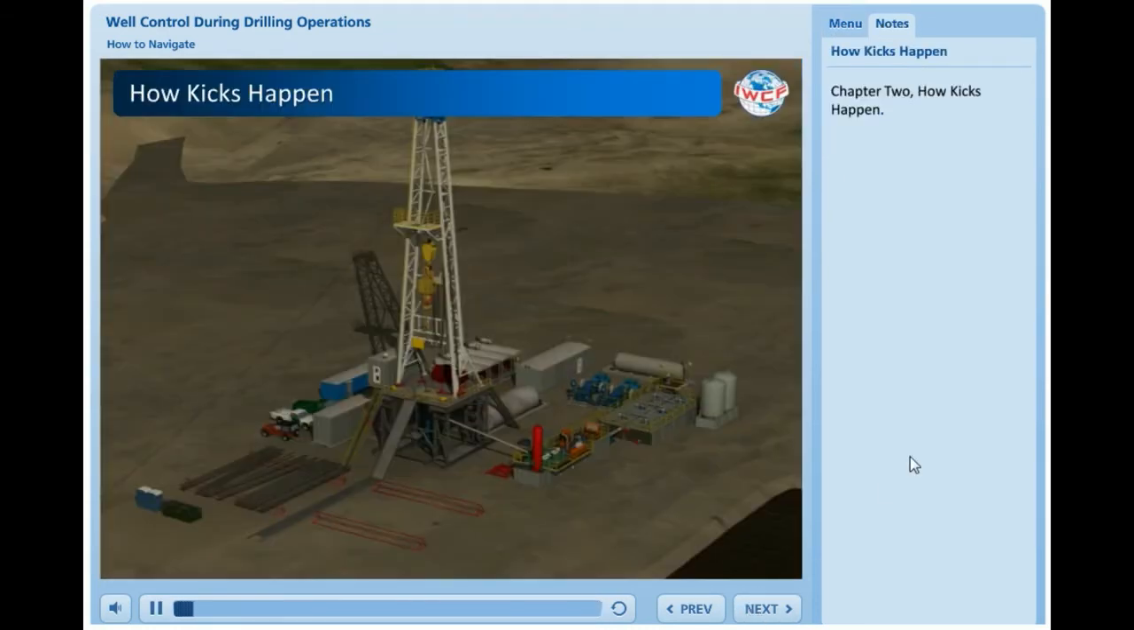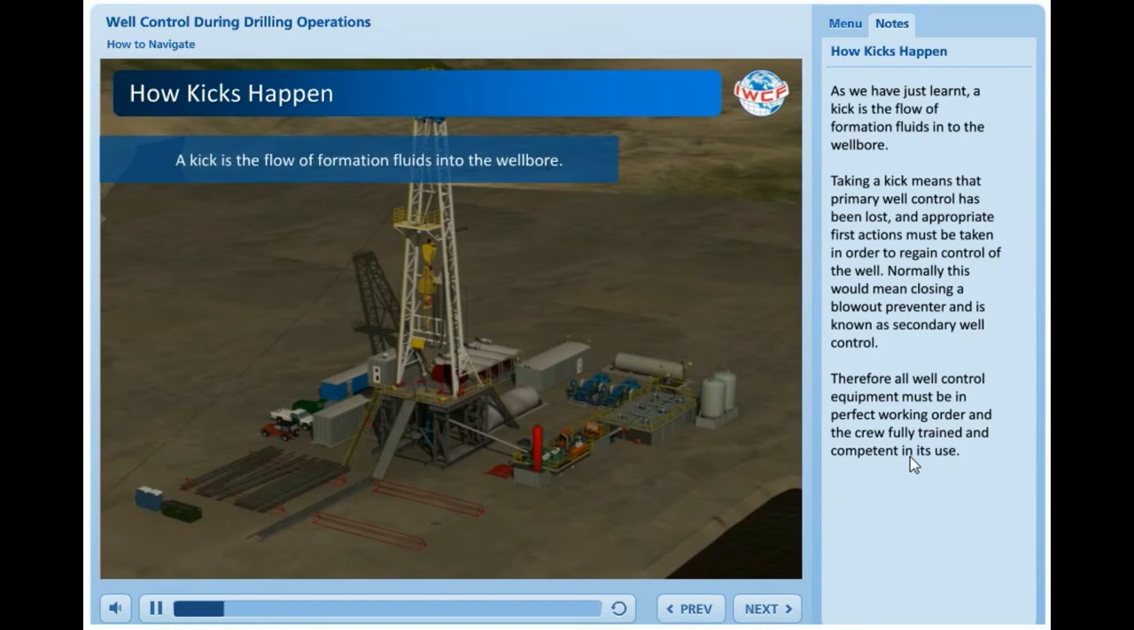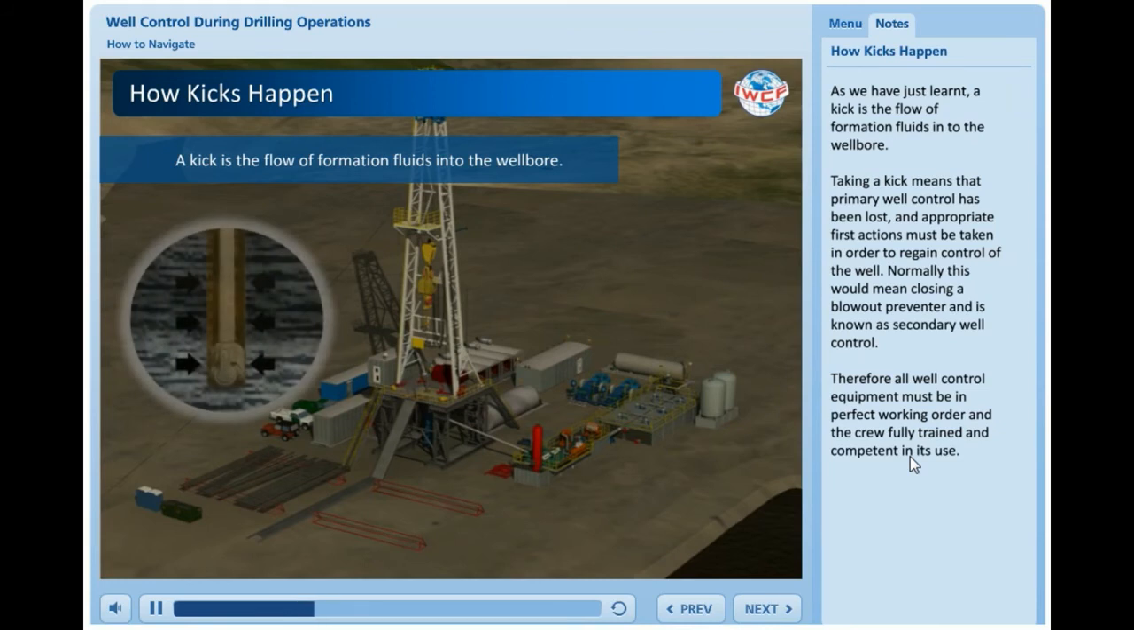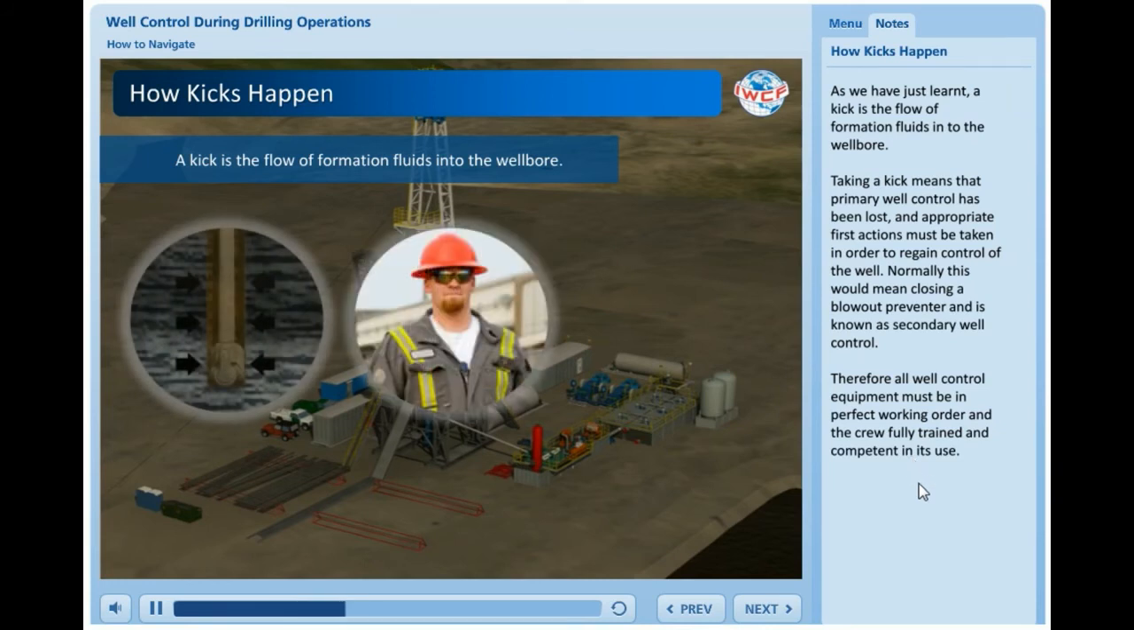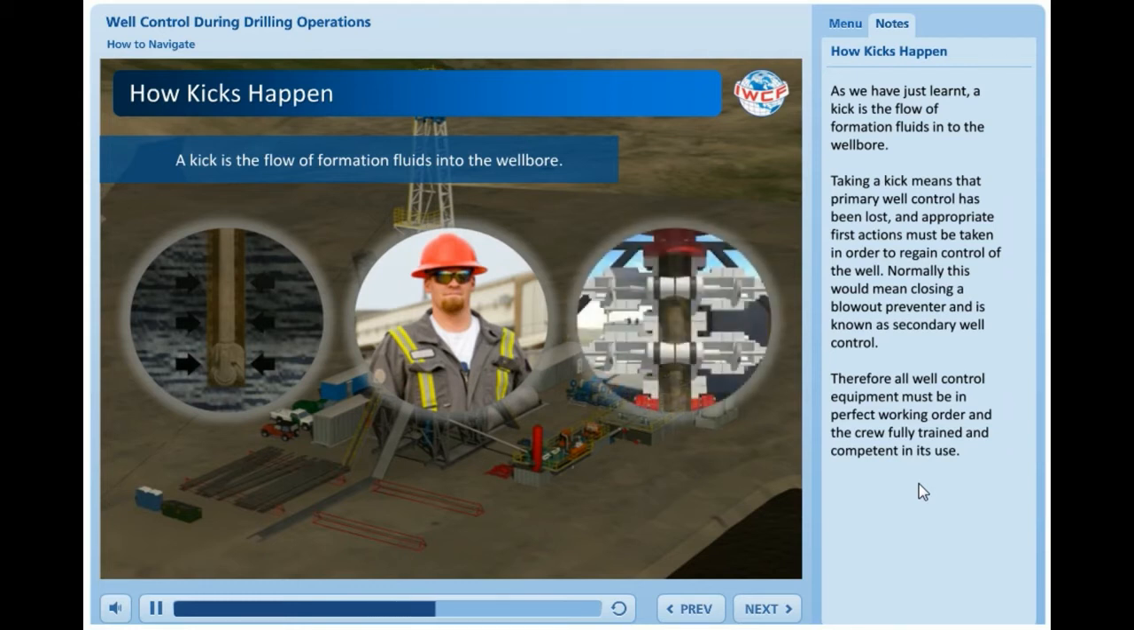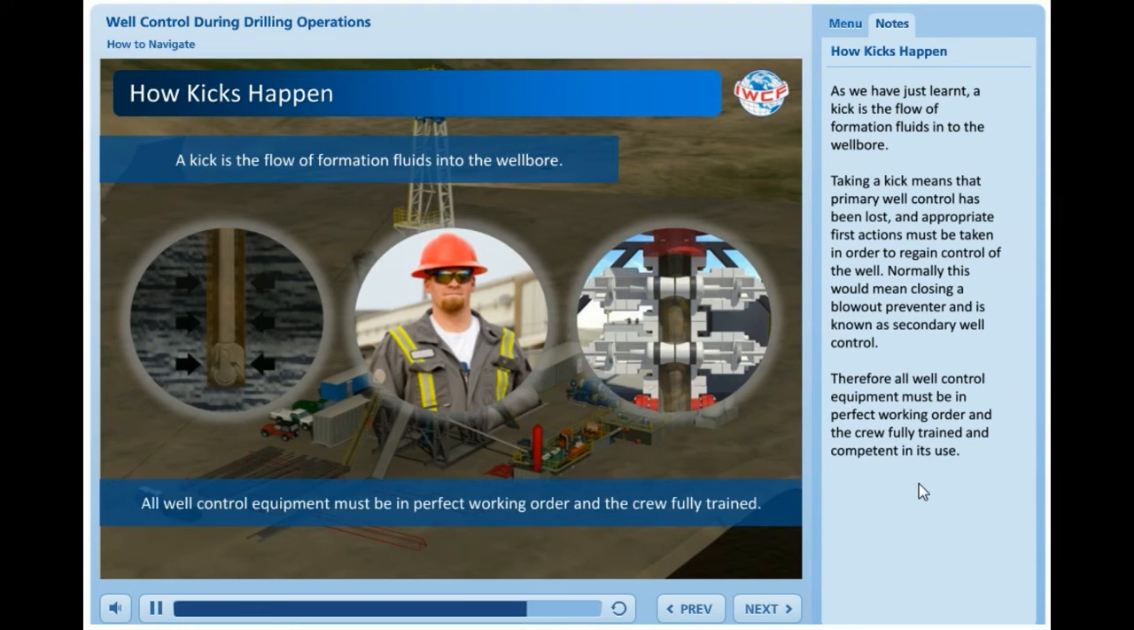As we have just learned, a kick is the flow of formation fluids into the wellbore. Taking a kick means that primary well control has been lost, and appropriate first actions must be taken in order to regain control of the well. Normally, this would mean closing a blowout preventer and is known as secondary well control. Therefore, all well control equipment must be in perfect working order and the crew fully trained and competent in its use.